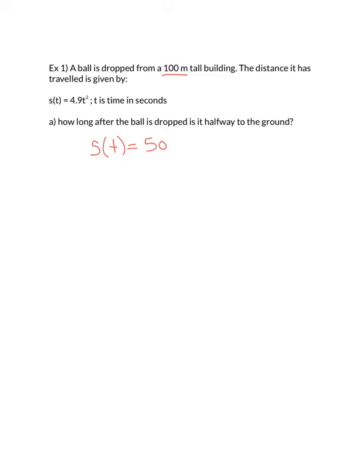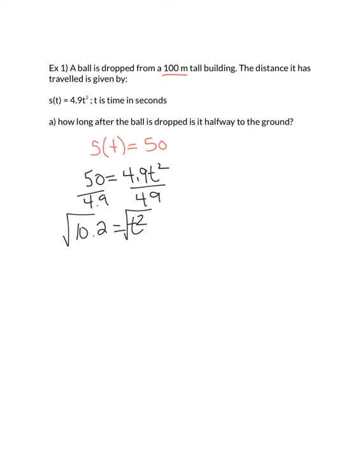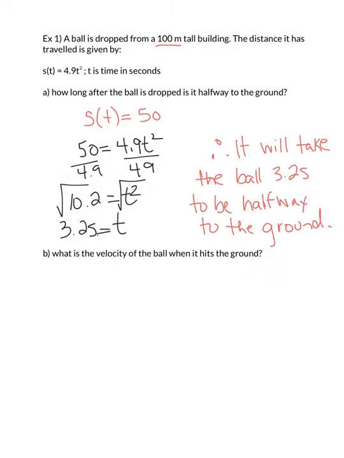So what we're going to have is 50 equals 4.9 t squared. I'm going to go ahead and divide both sides by 4.9. So 10.2 is equal to t squared. At this point, I am going to take the square root. Now, there really is no reason for me to do a plus or minus here, since I can't have a negative time. And I'm going to be getting a t of 3.2 seconds. So I've just added in a therefore statement here. It will take the ball 3.2 seconds to be halfway to the ground.